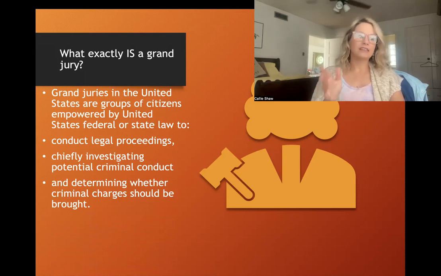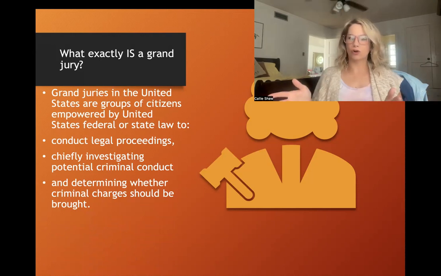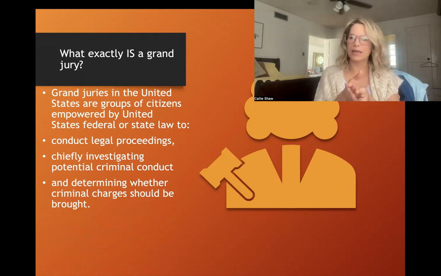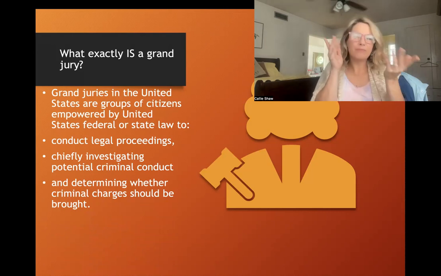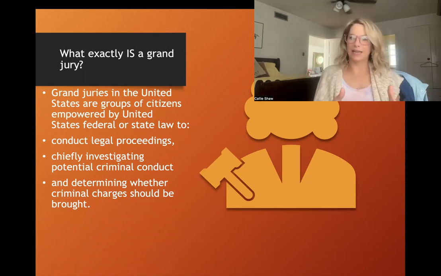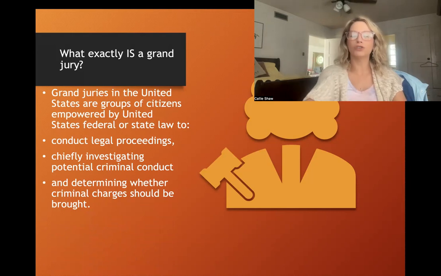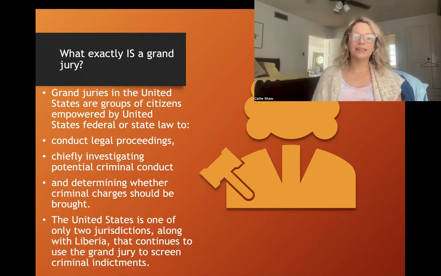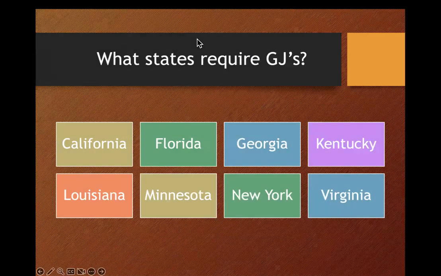So probable cause is facts or circumstances that a crime has been or is occurring. There's a certainty to it, right? There's a beautiful certainty that says that something did happen. Not maybe, not might, but is or did. Right? So they determine if that is or did exist in order to push the defendant onto a trial. So the United States is actually one of only 2 jurisdictions, along with Liberia, that continues to use the grand jury to screen criminal indictments. Pretty interesting, right? Now, what states, let me move my head, require grand juries? Well, California, Florida, Georgia, Kentucky, Virginia, New York, Minnesota, Louisiana, and of course, Texas. So quite a few, right?